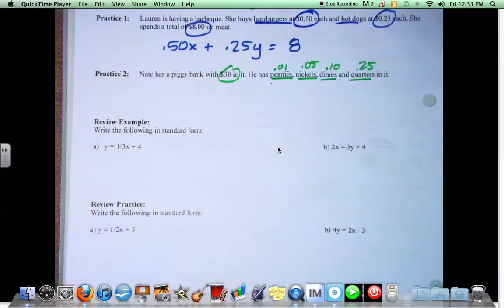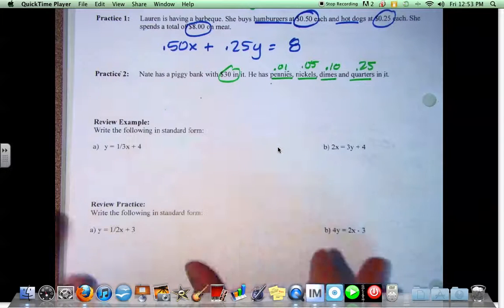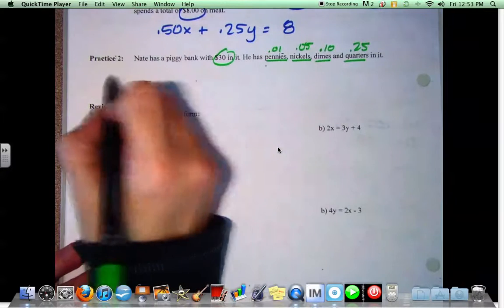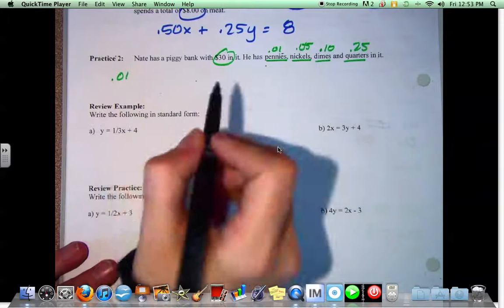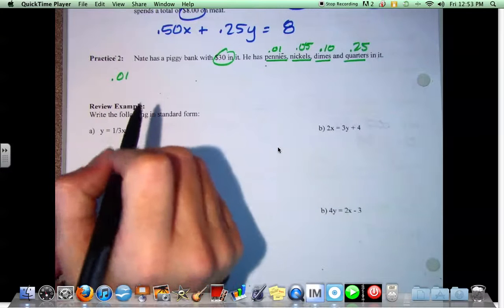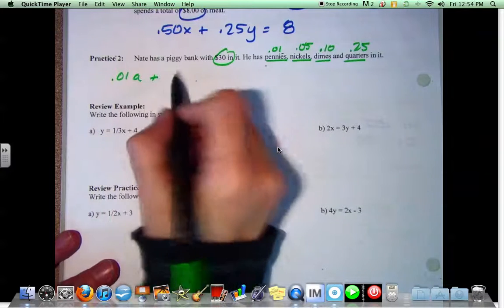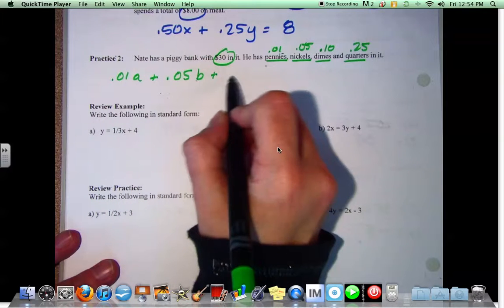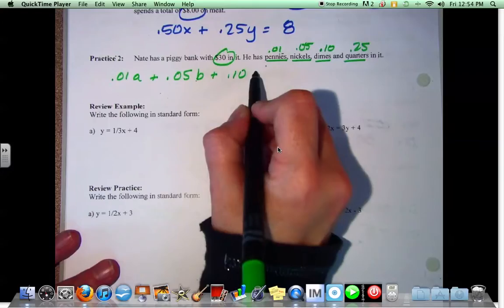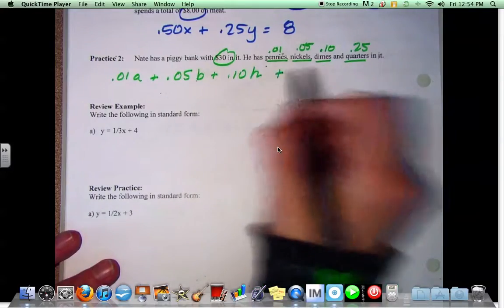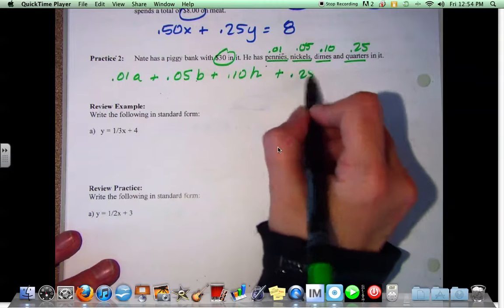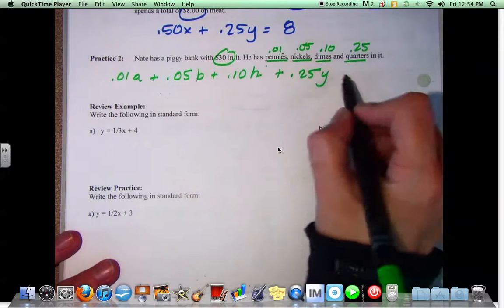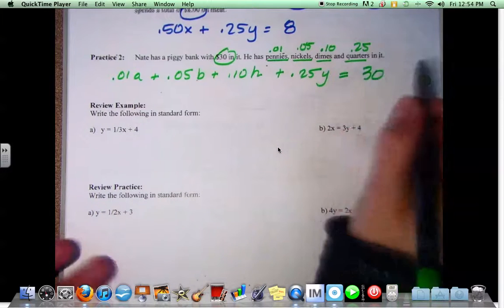Okay. So we can't necessarily use x and y, so we can use different letters for this example if you want. So, 0.01, what letter do you want to use? A. A plus 0.05B plus 0.1C plus 0.25D equals 30.